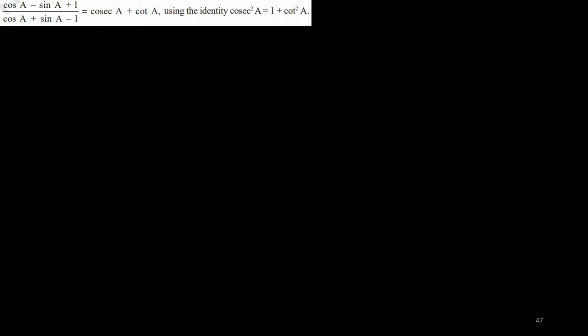Now here the question says that (cos a minus sin a plus 1) by (cos a plus sin a minus 1) is equal to cosec a plus cot a, using the identity cosec square a is equal to 1 plus cot square a. You have to prove this one, children. You are asked to prove that this LHS is equal to cosec a plus cot a.